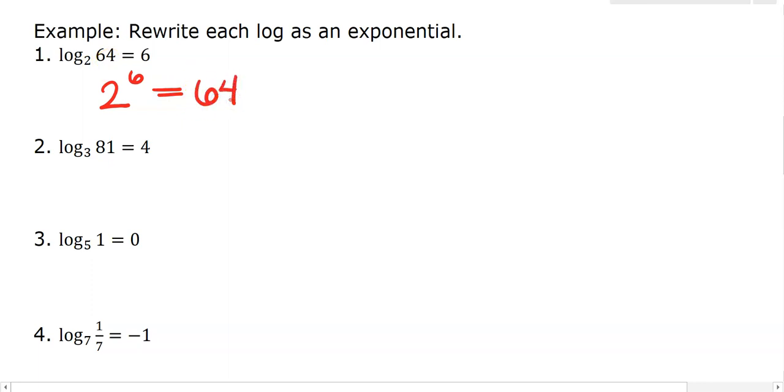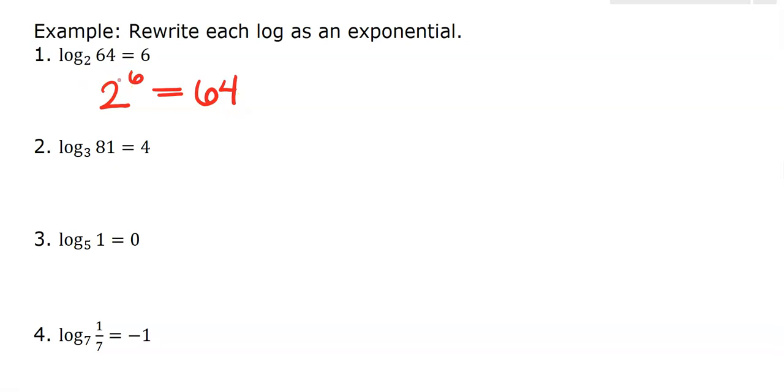Okay, now if you actually check that, if you had a calculator, do 2 to the 6th power. So type that in: 2, use your caret key, 6, hit enter, you should get 64. So that lets you know that you set it up right, because this should be a true sentence here. This should evaluate out, and it should balance out on both sides.